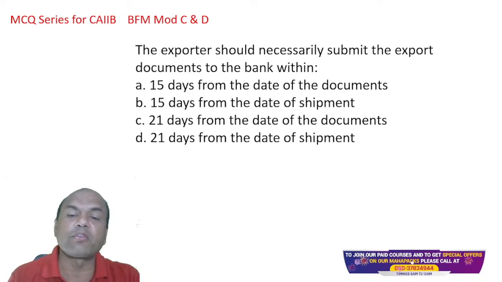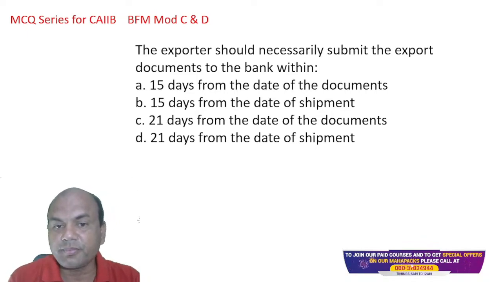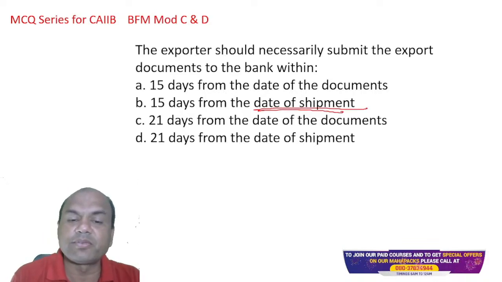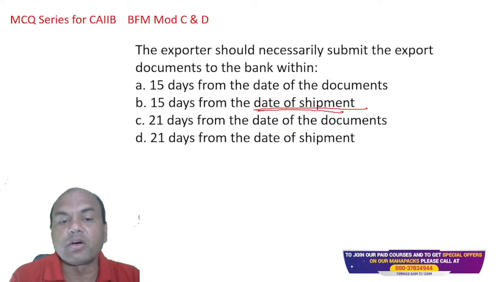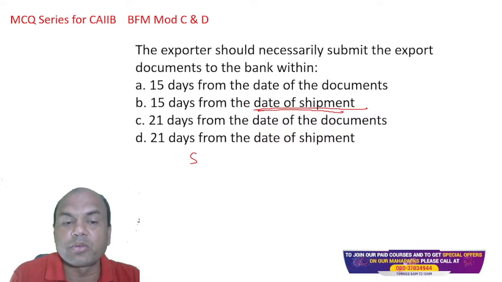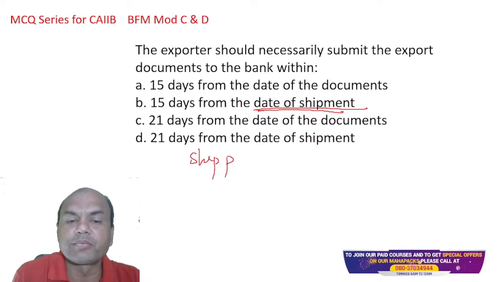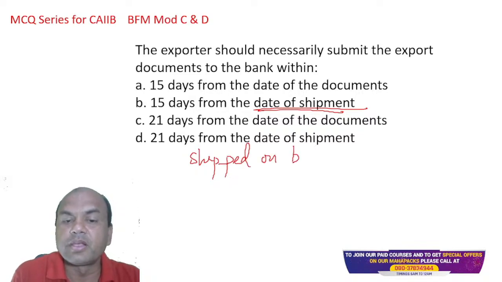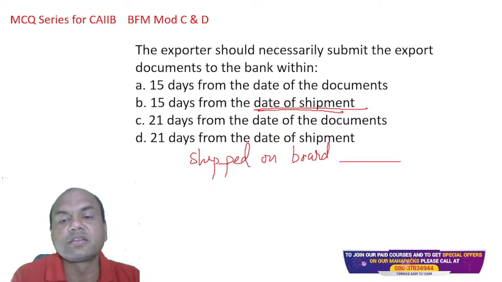What do you mean by shipment date? Shipment date means, whenever you get the bill of lading, there is a stamp on it called shipped on board. Whatever date this shipped on board stamp has, that is known as the date of shipment.